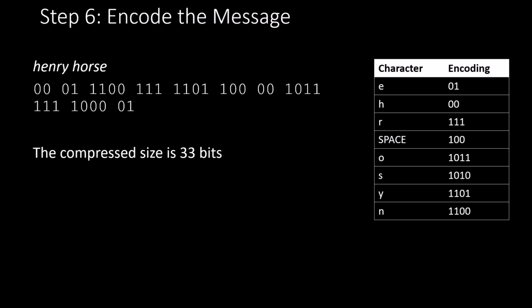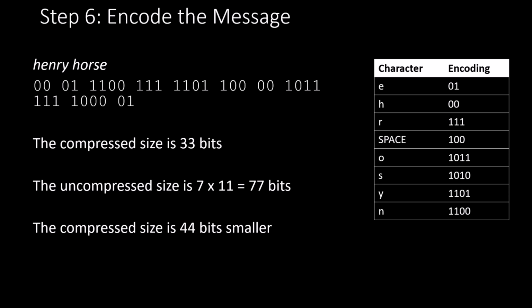By adding up all the bits, that will tell us the compressed size. In this case, we have 33 bits. The uncompressed size can be worked out by multiplying the number of characters that we have, which is 11, by the number of bits we have per ASCII character, which we know to be 7. So the uncompressed size is 77 bits. Therefore, we can work out that the compressed size is 44 bits smaller than the uncompressed size.